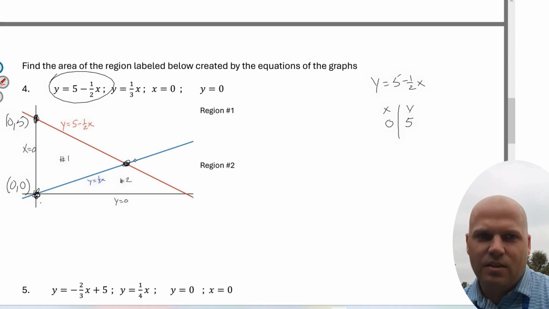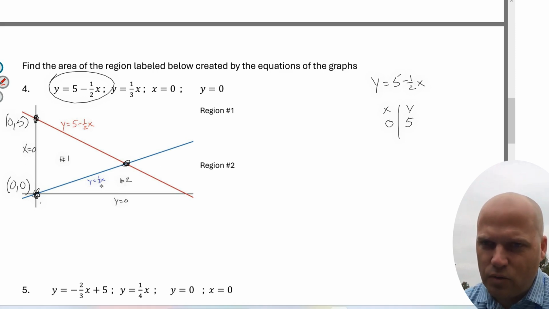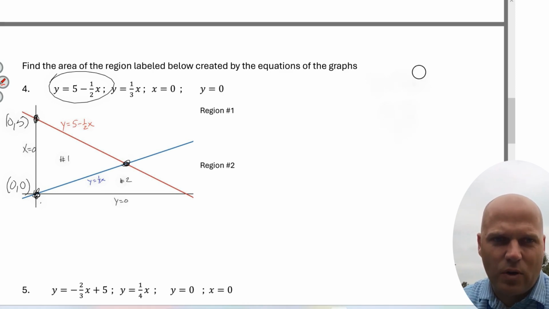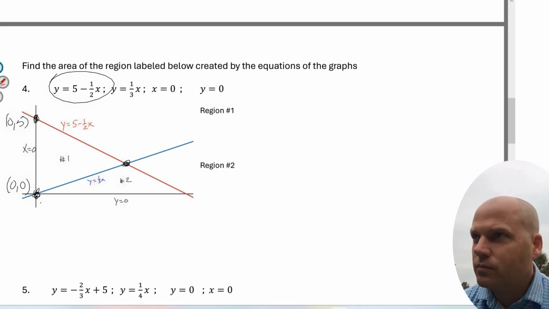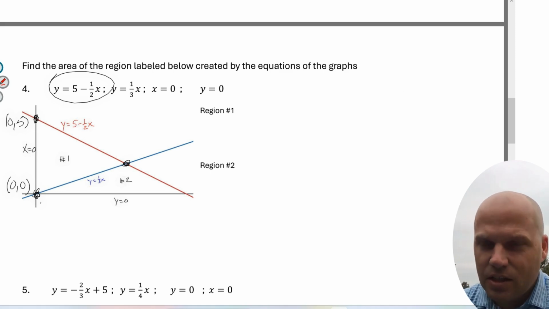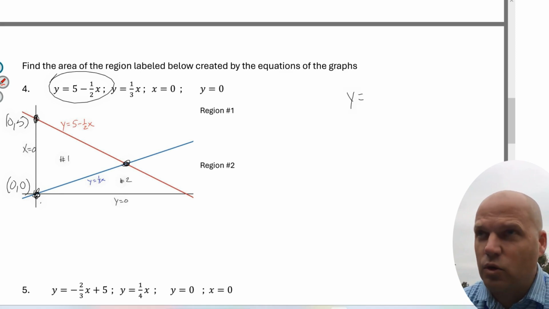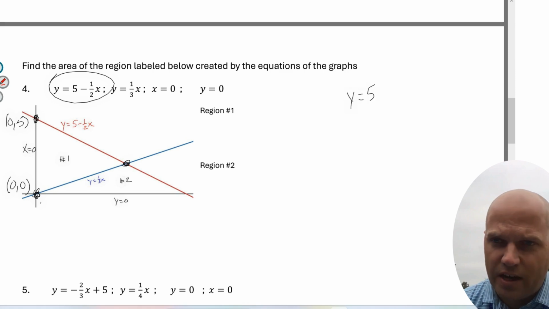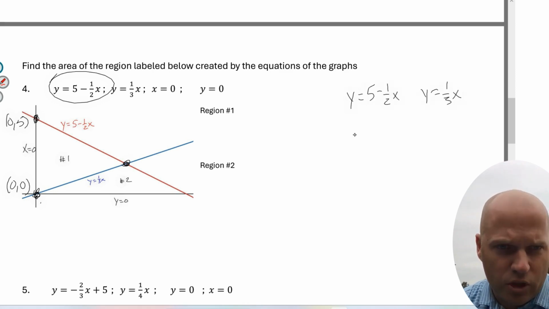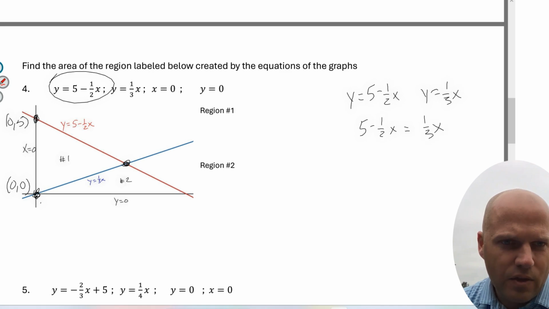Now, the last part is, where do these two lines intersect themselves? I am going to figure out when y equals 5 minus a half x intersects with y equals 1/3 x. And we don't want you to use your calculator to do this. We don't want you to graph with Desmos. We want you to solve this equation. We are figuring out the x coordinate where the y's equal each other. We'll find the x and the y this way.